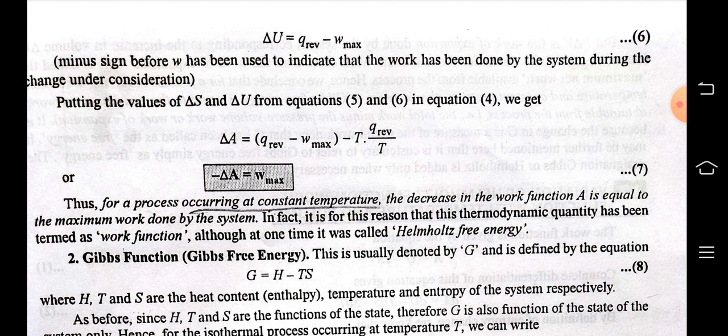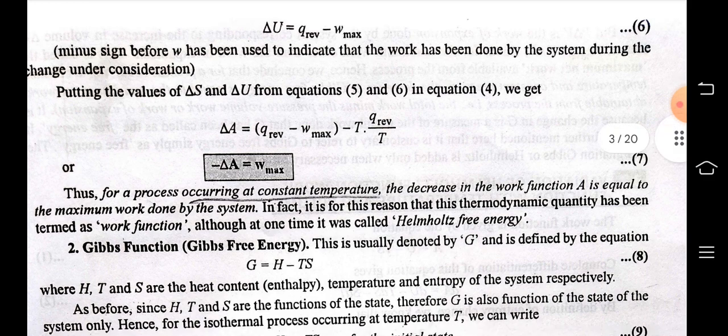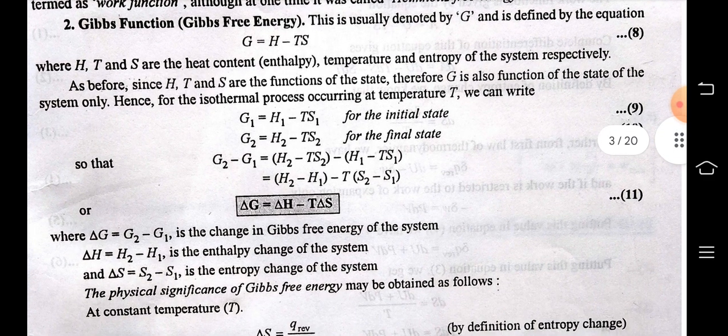Thus, for a process occurring at constant temperature, the decrease in the work function is equal to the maximum work done by the system. In fact, it is for this reason that this thermodynamic quantity has been termed work function, although at one time it was called Helmholtz free energy. Second, Gibbs function, Gibbs free energy.